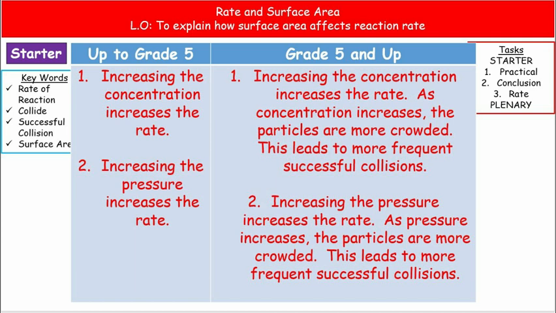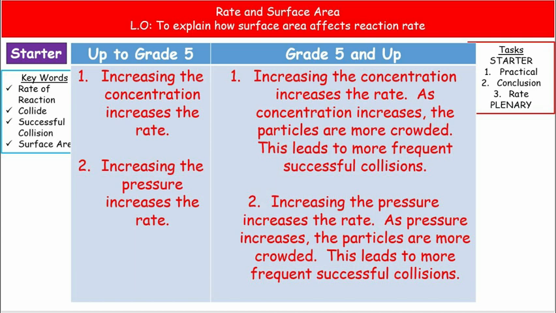If you did the grade 5 and up questions, then our actual explanation is that increasing the concentration increases the rate. Tick for that bit. As the concentration increases, the particles are more crowded. A tick for that one. And then finally, we get more frequent successful collisions. A tick for that. So question 1, maximum of 3 marks there: 1 for increasing concentration increases the rate, 1 for the particles become more crowded as the concentration increases, and 1 for the more frequent successful collisions.